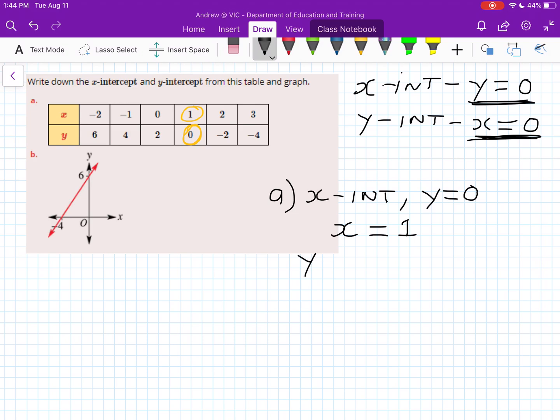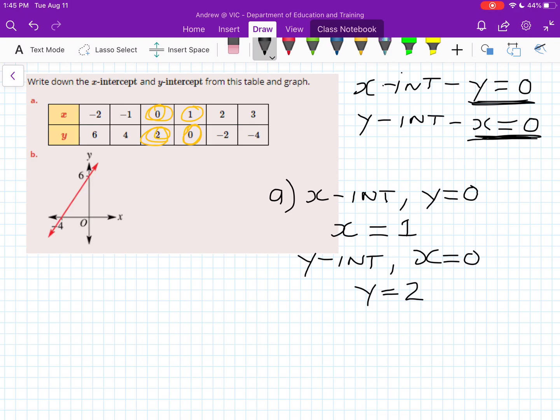Now for our y-intercept, this is when x is equal to 0. So now we just need to look at when x is equal to 0, which is here, and what's the y value for that? 2. So y is equal to 2. So that's how you do it on a table of values.